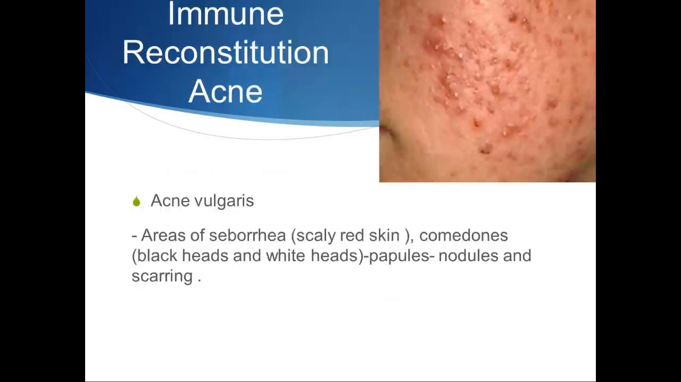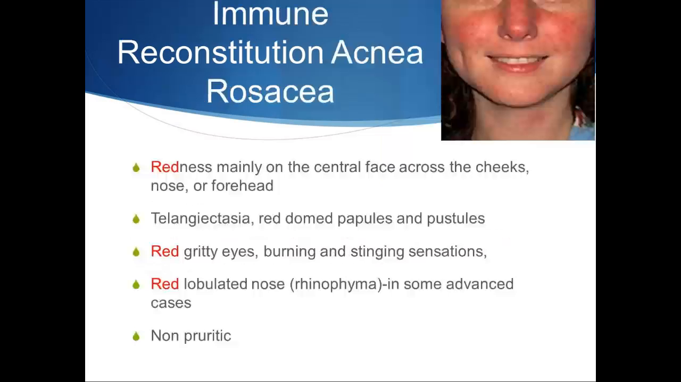Immune reconstitution acne is similar to any acne vulgaris. It's just an area of seborrhea, comedones, papules, nodules, and scarring. The immune reconstitution acne rosacea consists of, as we all know, redness mainly in the central face, telangiectasia, red gritty eyes, and rhinophyma.